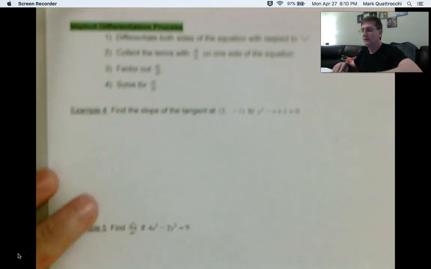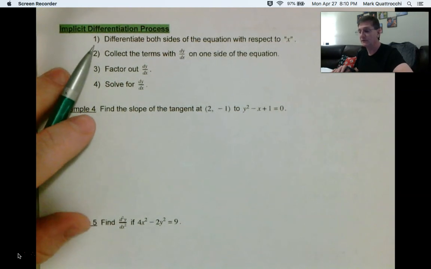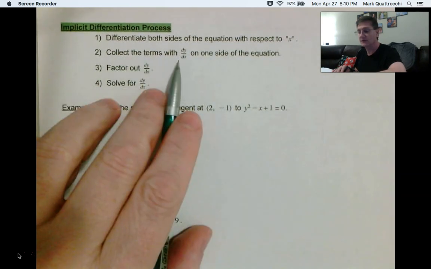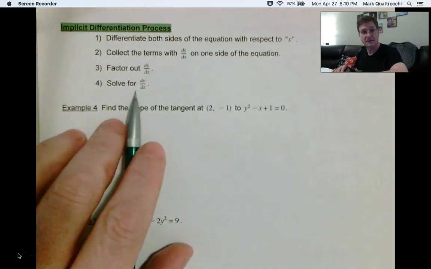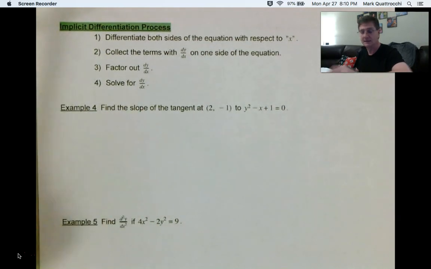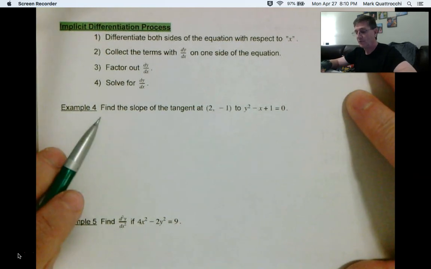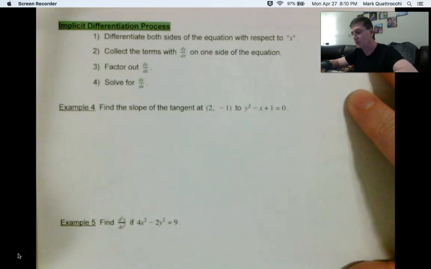All right. So here's a summary of the process that we've been using. Differentiate both sides with respect to x, collect all the terms that have dy/dx on one side, factor out the dy/dx, and then solve for that dy/dx. Get the dy/dx alone. Okay. Example 4, find the slope of the tangent at this point for this equation.